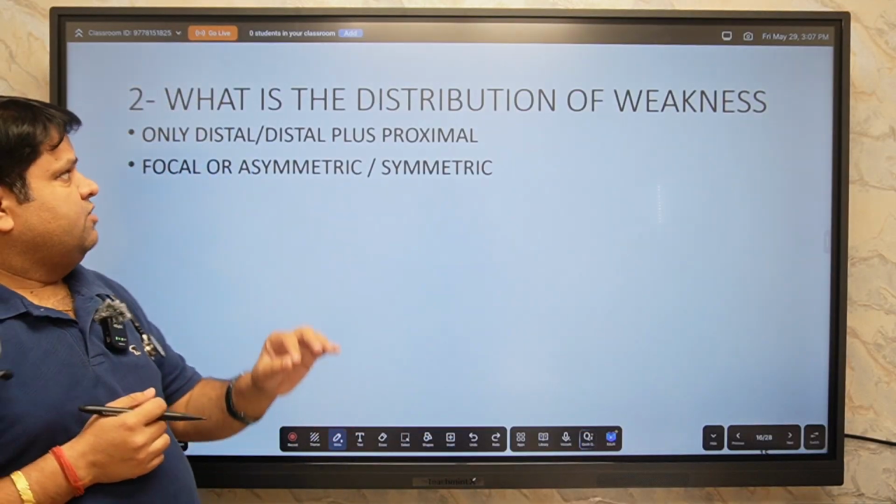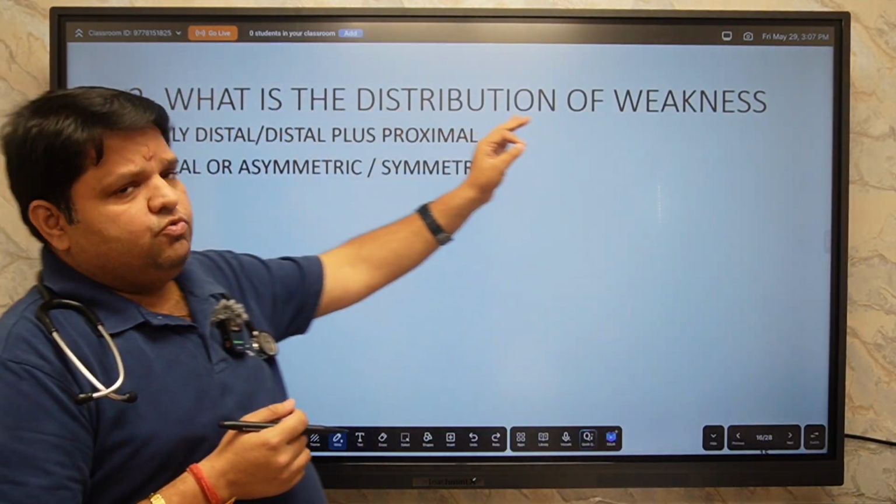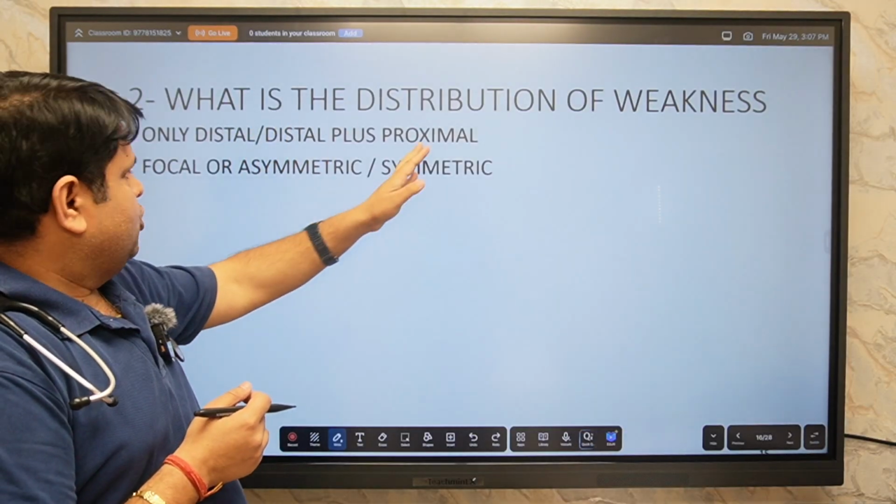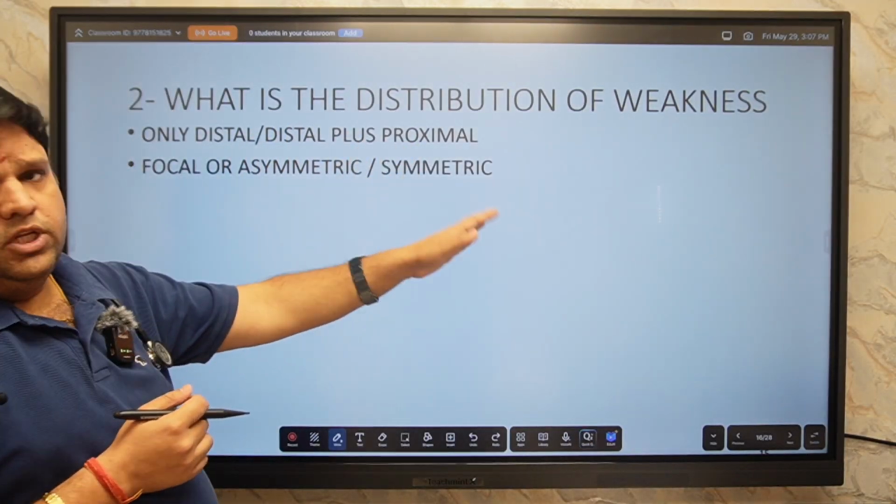Now the second question in our mind is, what is the distribution of the weakness? That is, the distribution of the weakness is only distal, or distal plus proximal, focal or asymmetric, or symmetric.